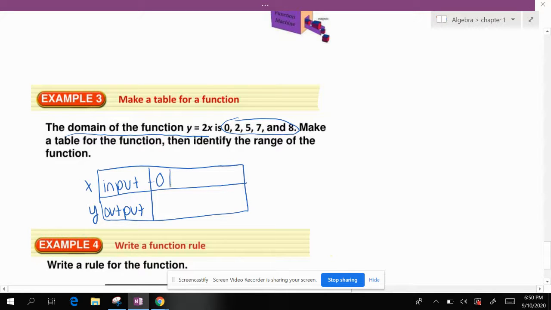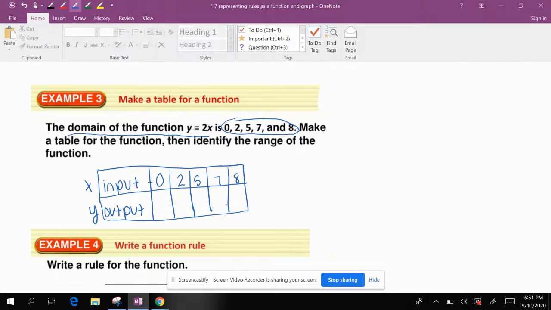So I'm going to put all of those numbers, 0, 2, 5, 7, and 8, all in the same row as input, because input is just another nickname for domain. So output is totally dependent on input. What's going into this function? Well, 0 is, 2 is, 5 is, 7 is, and so is 8. Depending on what we get, all these numbers down here are going to be different.